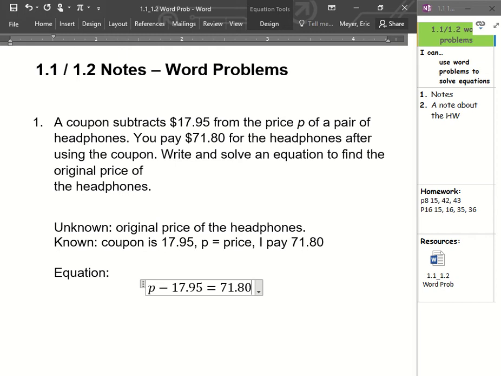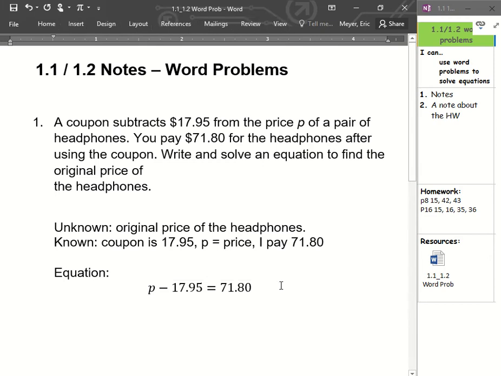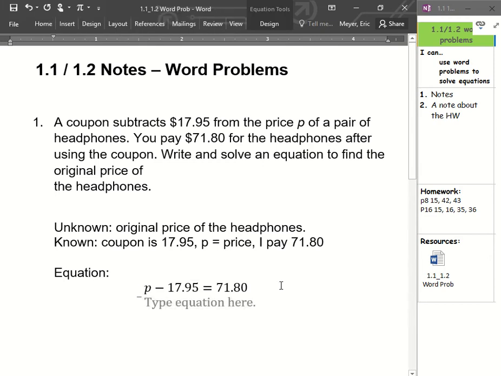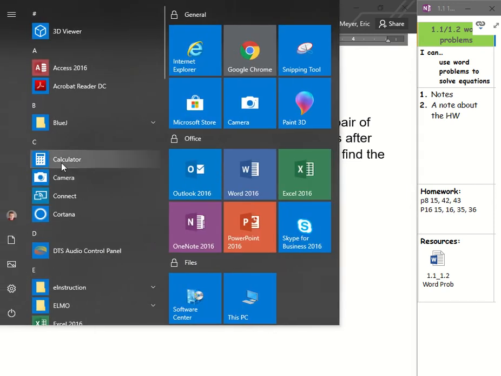This is now exactly like the equations that we've been doing. This is just like your homework. It's a one step. So I'm going to look at this. I'm going to say this is P minus 17.95. How do I undo subtraction? I add. So I'm going to add to both sides. If I'm going to add 17.95 to 17.95, it goes away. If I add 17.95 to 71.80, what am I going to get?